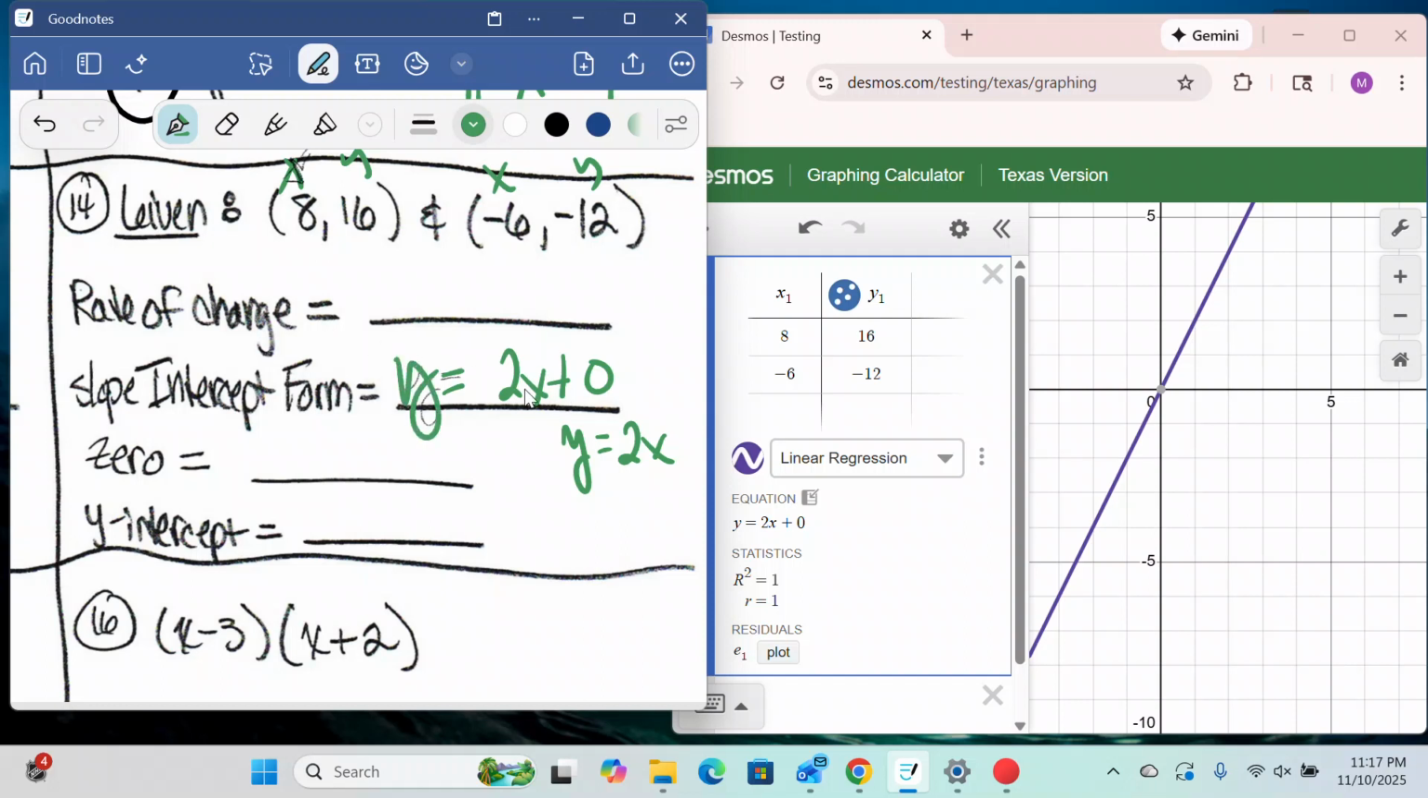Now my rate of change, I already know my rate of change. My rate of change is 2. So automatically I know it's 2 over 1 or 2. Both of them give us the same rate of change.